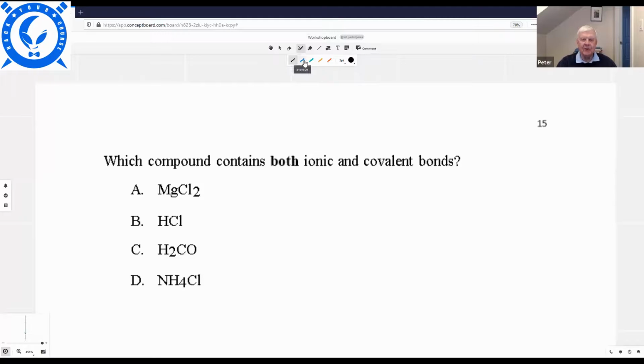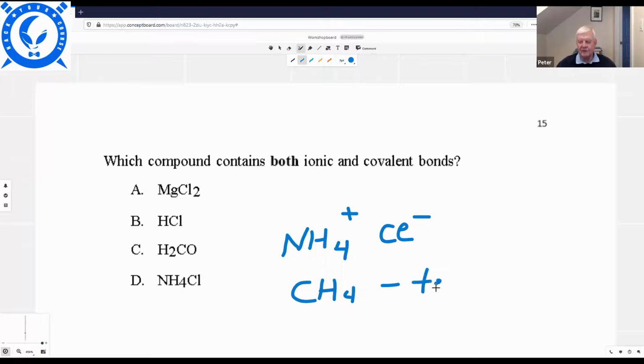Because, let me go back to my blue pen here, that contains the ion NH4+, cation with Cl-. And NH4+ is exactly the same as CH4 because the nitrogen plus is the same configuration as carbon, and CH4 is tetrahedral. So there's covalent bonding in the NH4+ ion, and there's ionic bonding between the cation and the anion. So the correct answer is D.